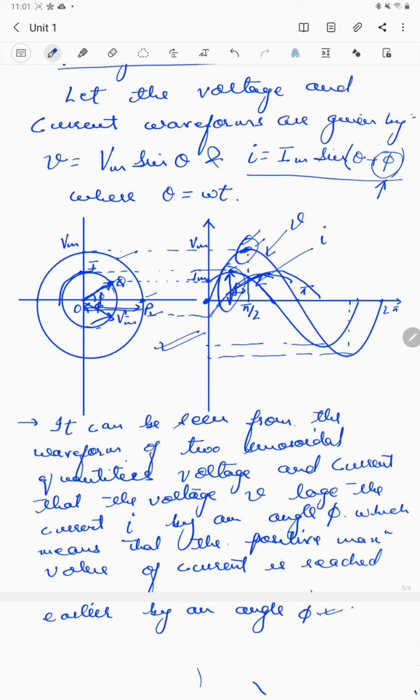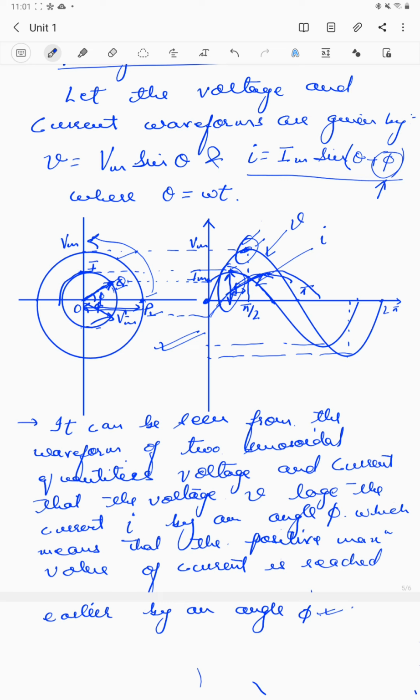Your OP lags the current phasor OQ by an angle phi, as the two phasors rotate in an anti-clockwise direction. This will move in the anti-clockwise direction. In other words, the current phasor OQ leads the voltage. You can say this one is lagging, and in the other way you can say this one is leading. So in another language you can also write this: in other words, the current phasor OQ leads the voltage phasor V, that is OP, by an angle phi.